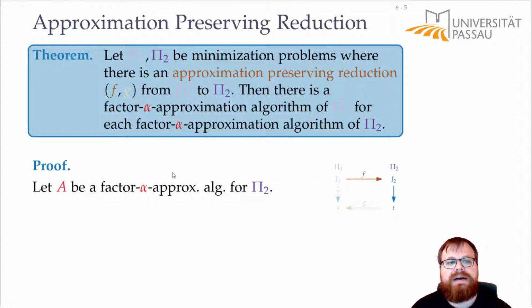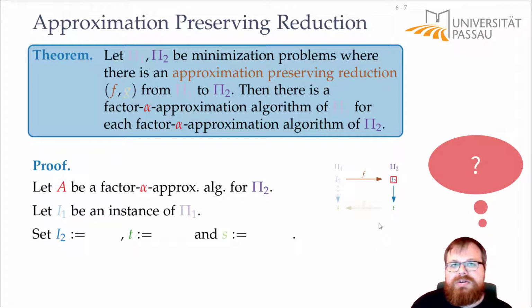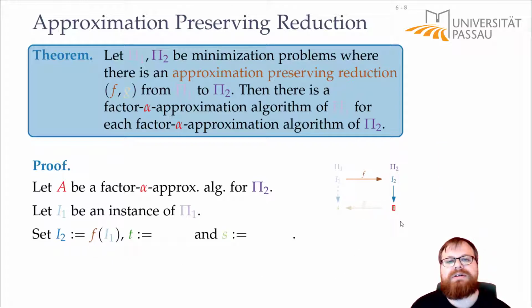We start with some factor alpha approximation algorithm for our problem pi2. Let's call it A. And now we take any instance I1 of our problem pi1. Now we want to compute the instance I2, the solution t, and the solution S. Can you do that? The instance I2 we get by applying the function f to I1. So I2 is f of I1. The solution t for I2 we get from this algorithm. So t is A of I2. And the solution S of I1 we get by the function g. So this is g of I1 and t.